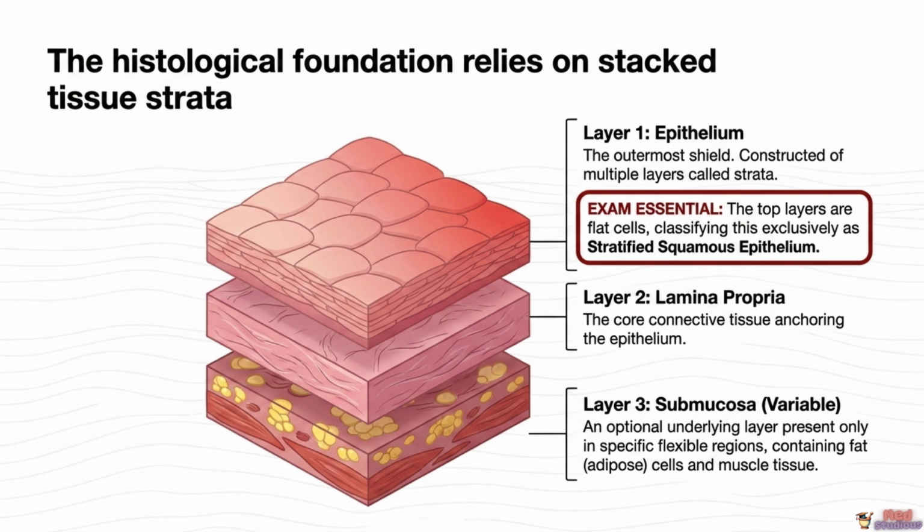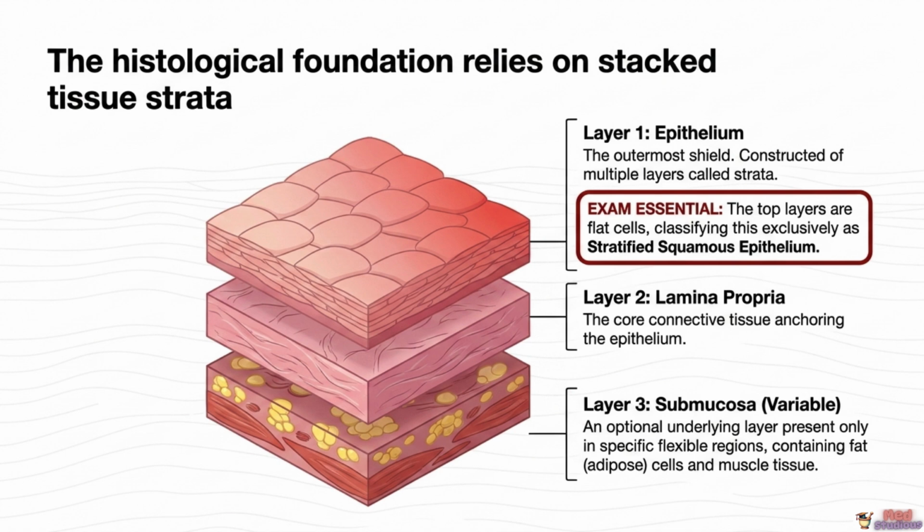Let us now go microscopic and examine the layered histological architecture of the oral mucosa. The oral mucosa is built upon 3 tissue strata, stacked one upon another. Layer 1 is the epithelium, the outermost shield and the most immediately visible component under the microscope. The oral epithelium is classified as stratified squamous epithelium, and this is an absolute exam essential. The word stratified tells you it is built from multiple stacked layers called strata. The word squamous tells you the surface cells are flat.